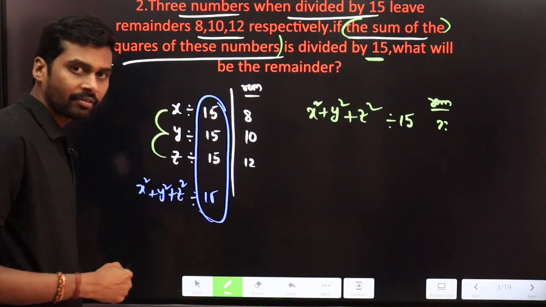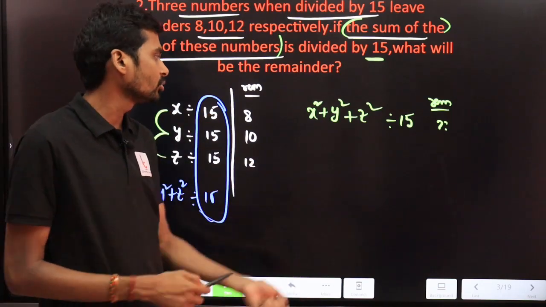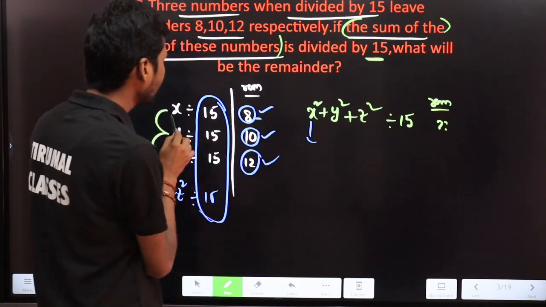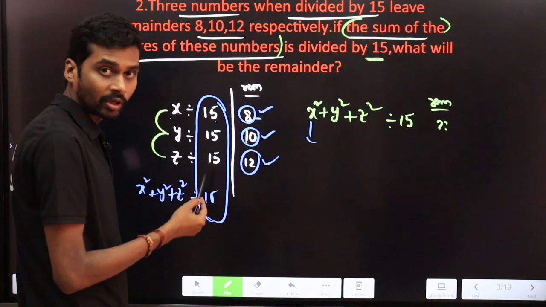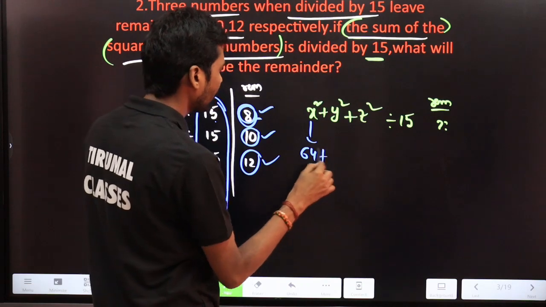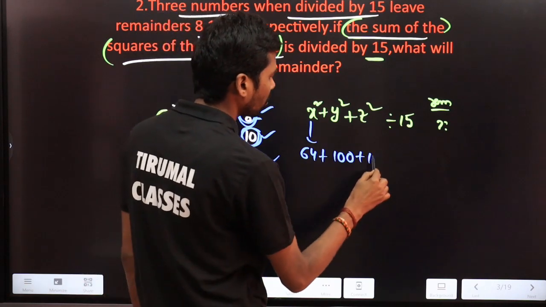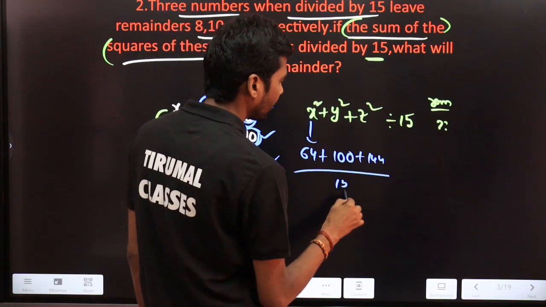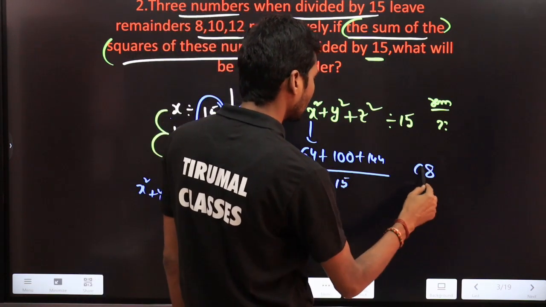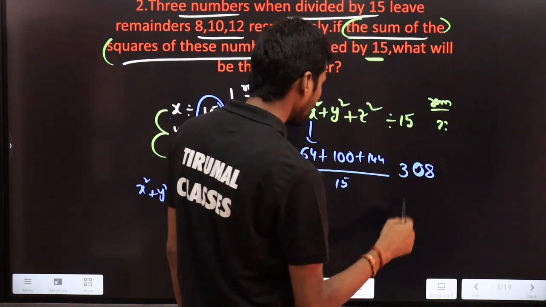Are we dividing with the same divisor? When we are dividing different numbers with the same divisor, instead of those values we can actually take the respective remainders. So instead of x I can take 8, because x divided by 15 leaves 8. 8 square is 64, and y square means 10 square, which is 100, and z square means 12 square, 144, divided by 15. Now add the numbers, which gives 308.